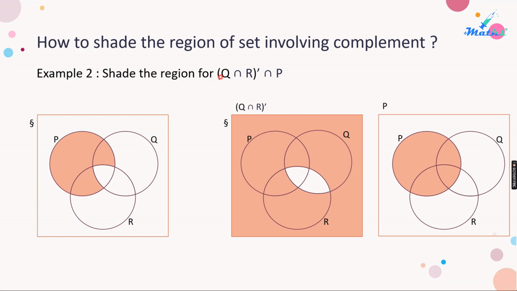And now we combine it, Q and R complement and P. So we just choose the same place. That's shaded. So it's here.